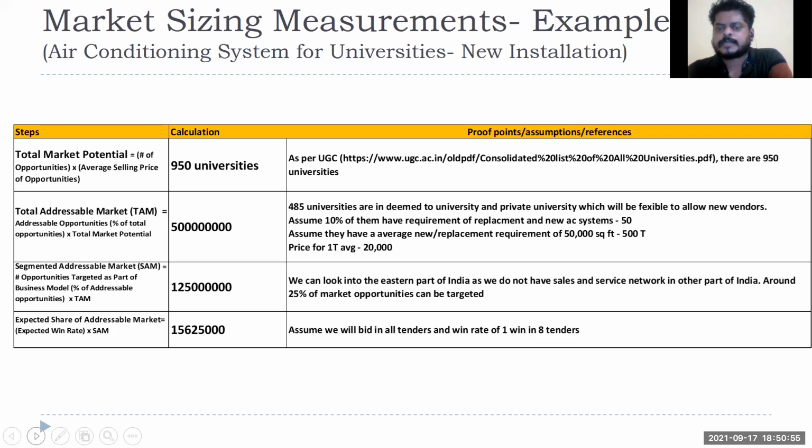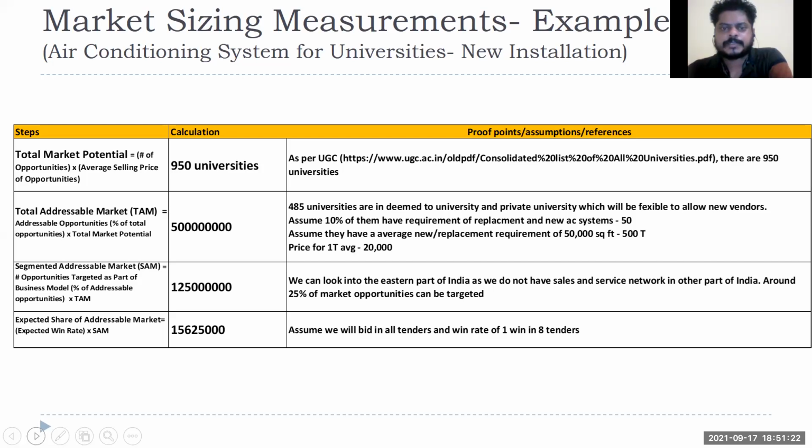You can look into the eastern part of India. We do not have a sales and service network in other parts of India, so I'm focusing on the eastern part, where I have major sales force and major service centers. So let's say 25% of the total opportunity. So I have around how much? 20,000 into 500. What will be the calculation? 2 lakhs. Say 1 crore.